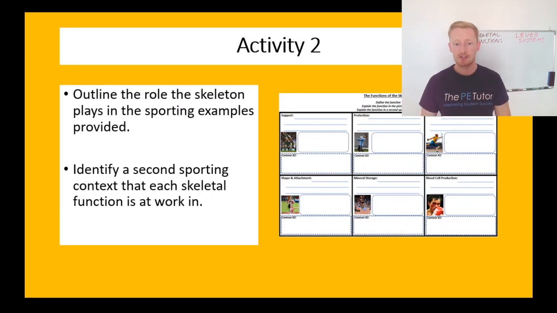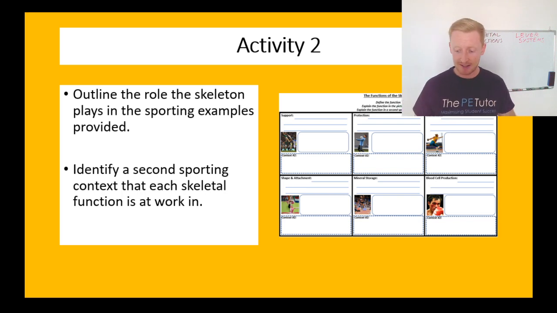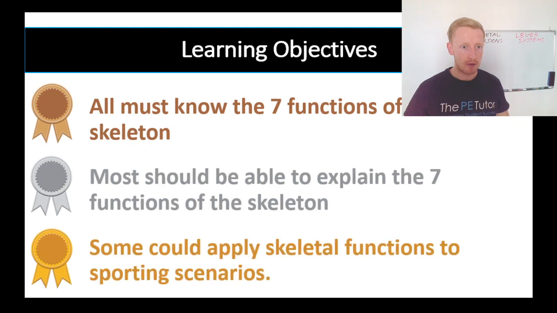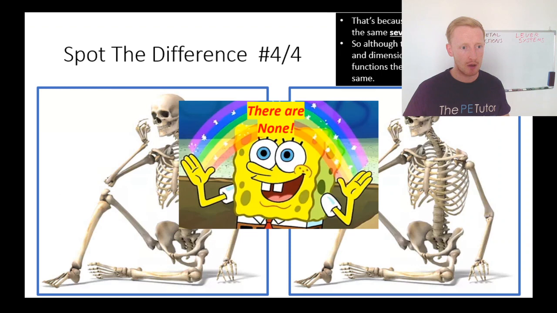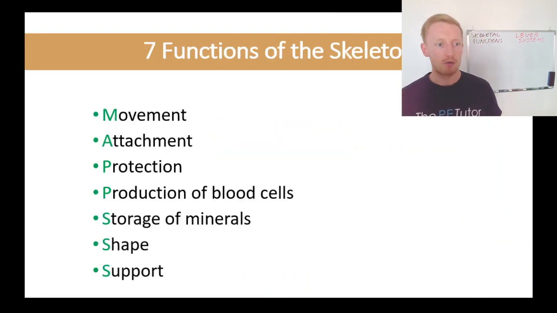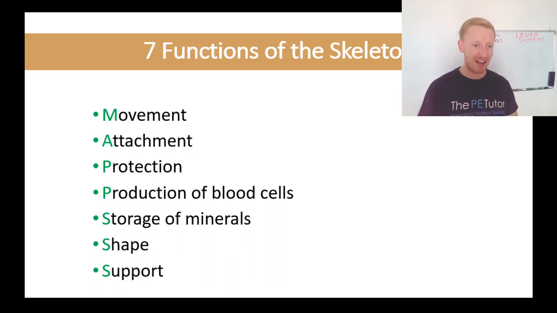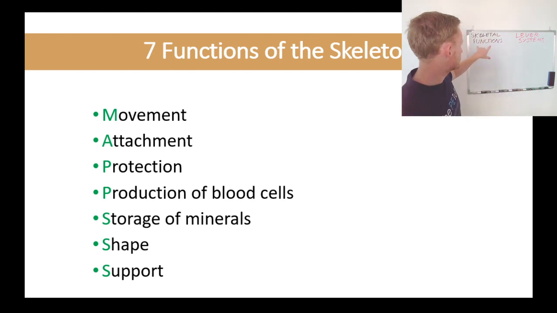And there is an activity for this as well, just to sum up the skeletal functions. Obviously, we did have those. If I go all the way back to the top, just so we see them one last time. There we go. There were those 7 there. So: movement, attachment, protection, production, storage, shape, and support. We've looked at what it actually means for each of these roles, and then how that can impact a sports performer as well. So I hope you're a little bit more clued up on skeletal functions.